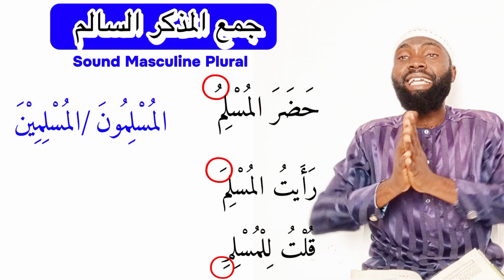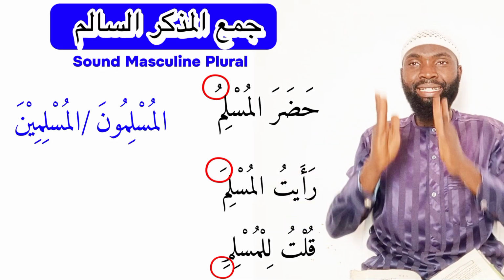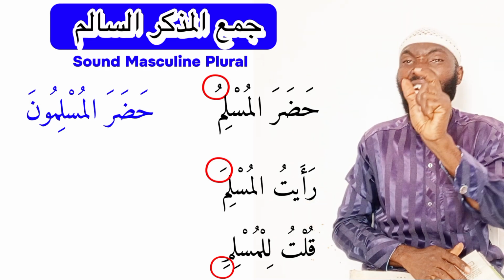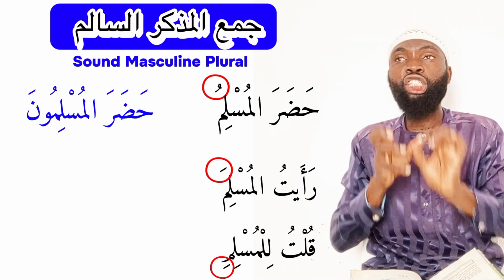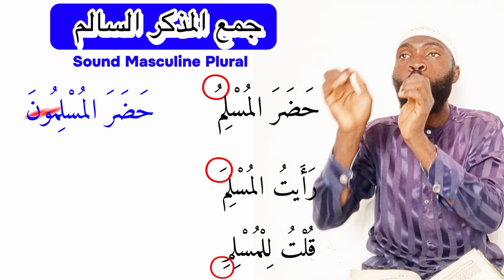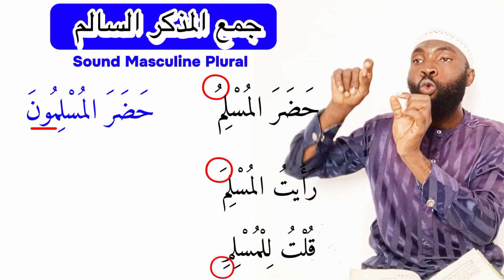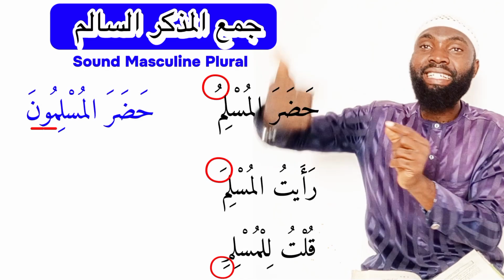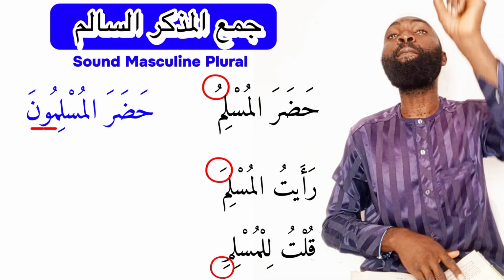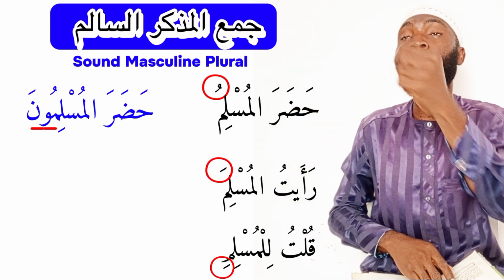If it is coming as the subject of the sentence, the performer of the action, the word al-Muslimuna remains. So I will simply say hadar al-Muslimuna, the Muslims attended. Here, since the performers of the action are the Muslims, the word al-Muslimuna will be there with the wa. So what happens here is that the wa you can see there is representing the dhamma on top of the singular form, because hadaral muslimu. Now hadaral muslimuna, the wa there has replaced the dhamma.